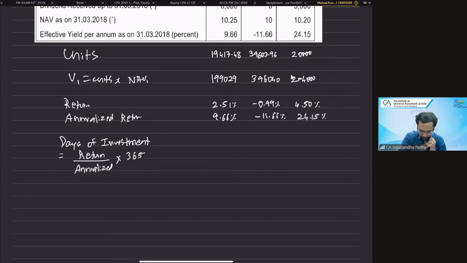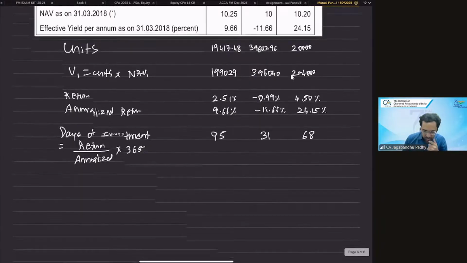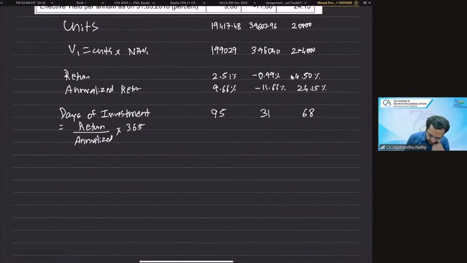The first one comes to 94.46, that is 95 days. We'll take it as 95. Second one 31. Third 68.